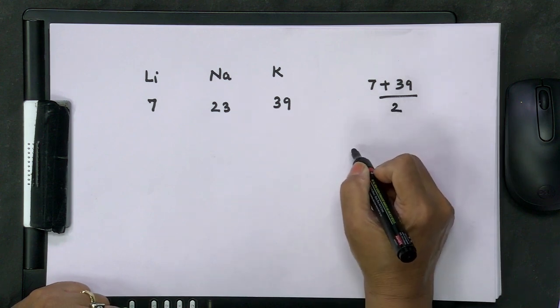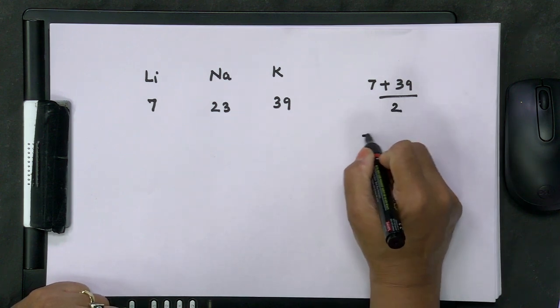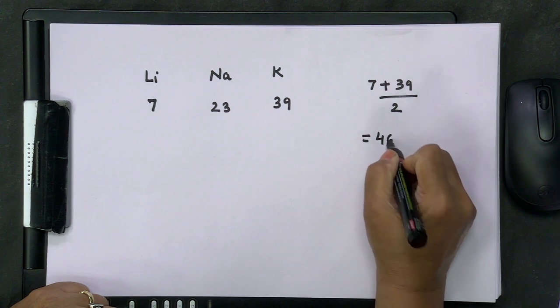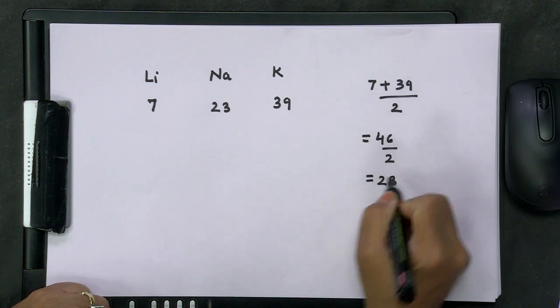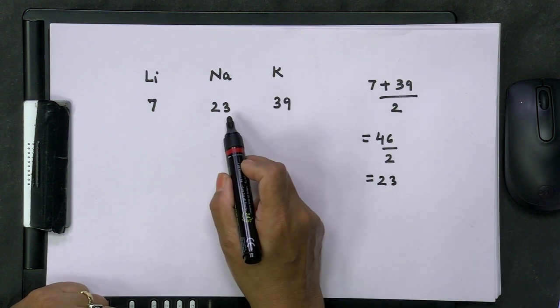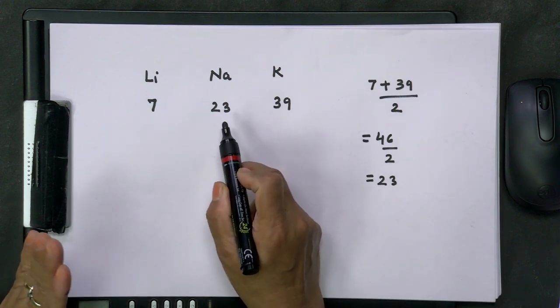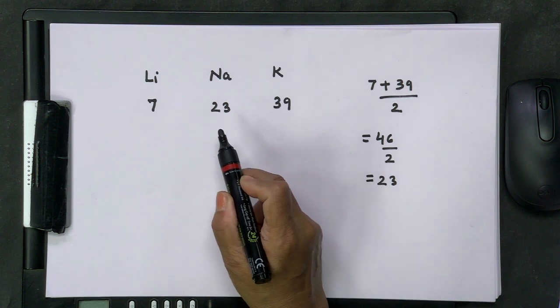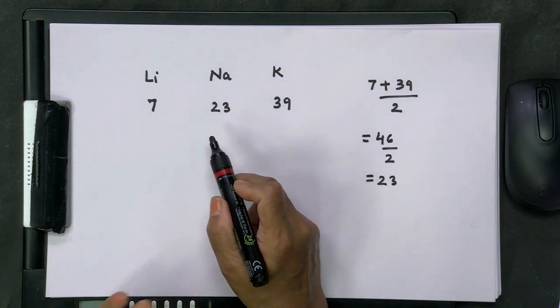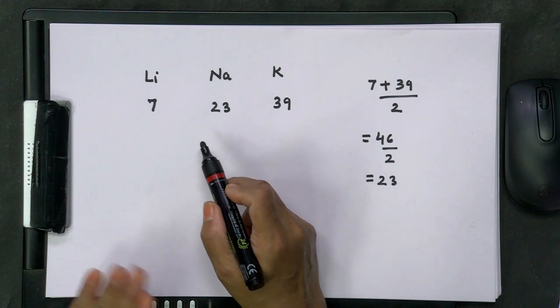So what we do, it gives us 46 by 2, that is 23. So 23 is the atomic mass of sodium. So this is Doberiner's triad, and according to this, the mass of the middle element is the average of the masses of the first and third element.